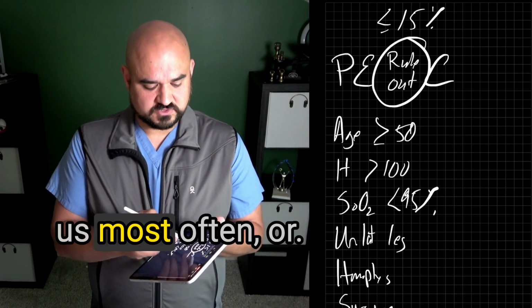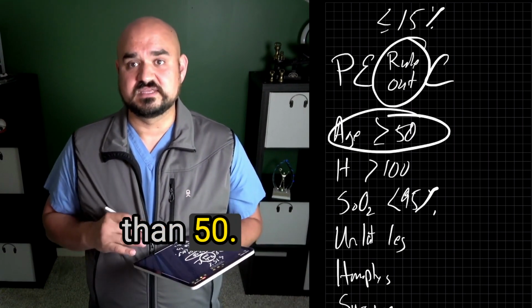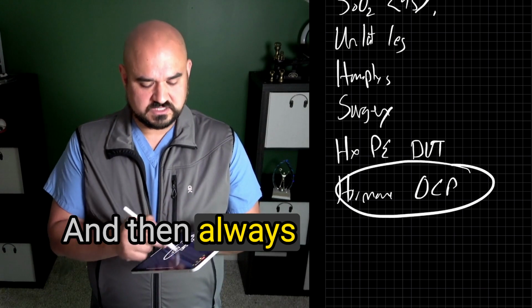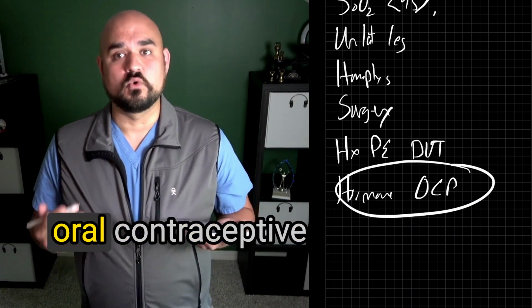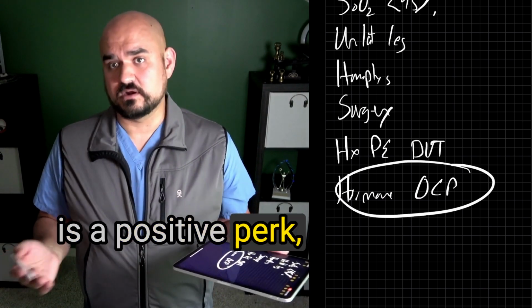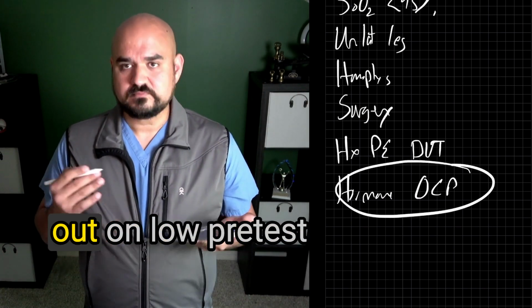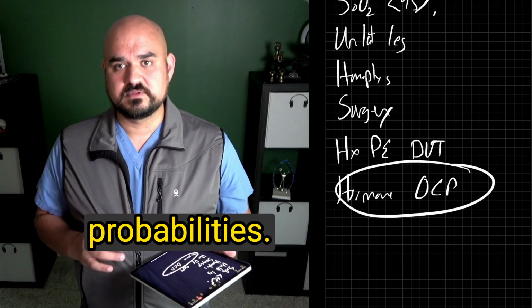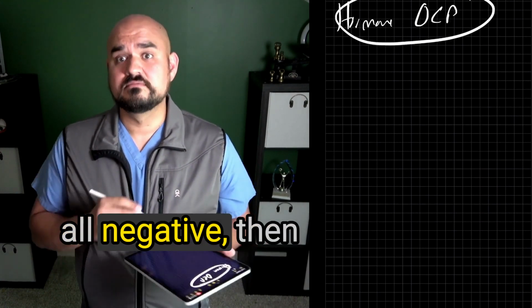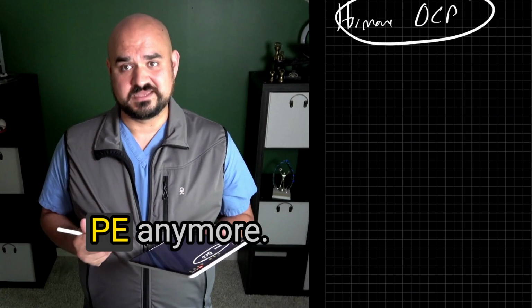The ones that get us most often are age greater than 50. You cannot use this on anyone older than 50. And then always, in your younger females, ask about oral contraceptive pill use, because hormone usage is a positive PERC, which means you cannot PERC them out. On low pretest probabilities, we start with the PERC criteria, and if those are all negative, then you're done. You don't have to work up the PE anymore.